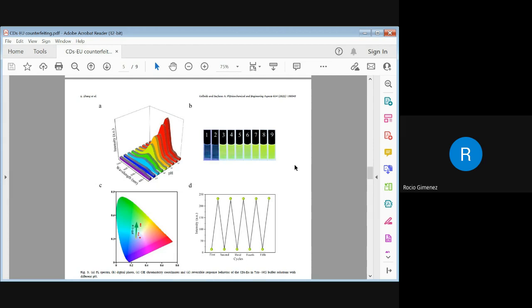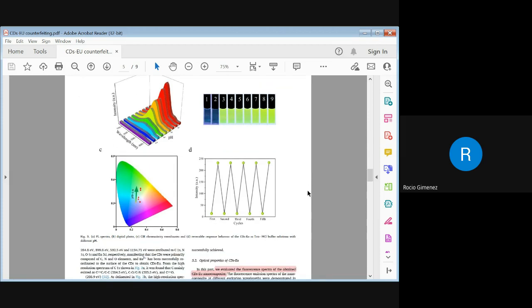This sensing process can be reversible for at least 5 cycles, which indicates that this is a promising reversible pH sensor. They also saw that these carbon dots exhibited monodispersity at pH 6, while aggregation occurred when the pH decreased to 1. So these results indicate that the pH-responsive fluorescence signal originates from the aggregation and disaggregation of these carbon dots under different pH conditions.